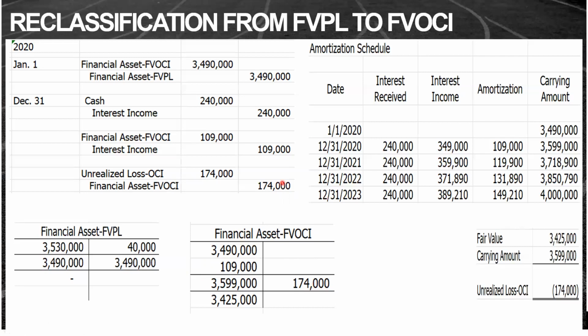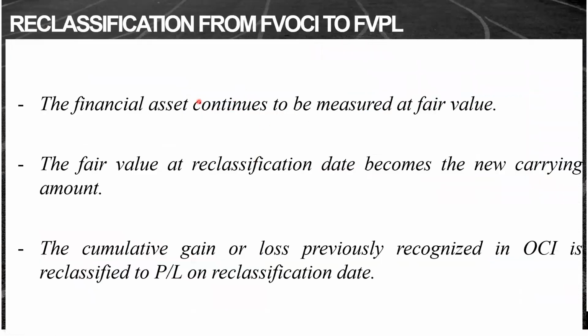So may decrease ng fair value amounting to 174,000. So ito na lang yung ating ending na carrying amount, which is 3,425,000, which is equivalent to our fair value. So our unrealized loss OCI has a balance of 174,000. So that's how you account yung reclassification from FVTPL to FVOCI. So for the last case, this is case number 6.